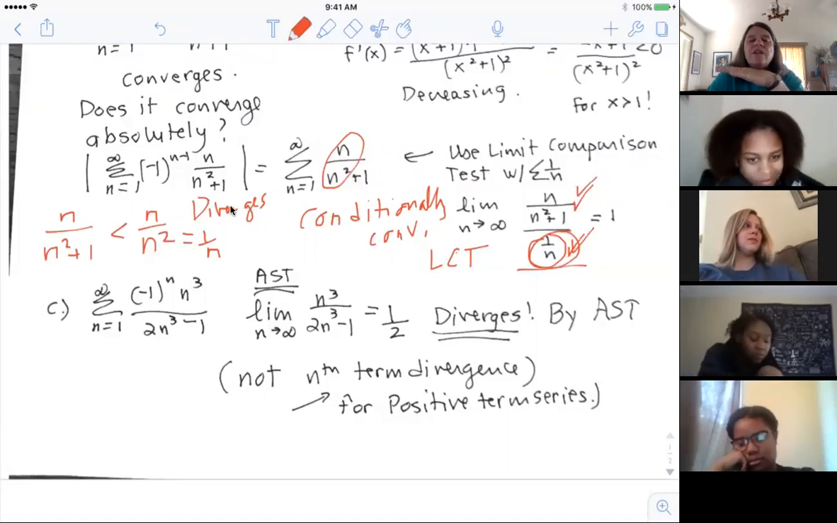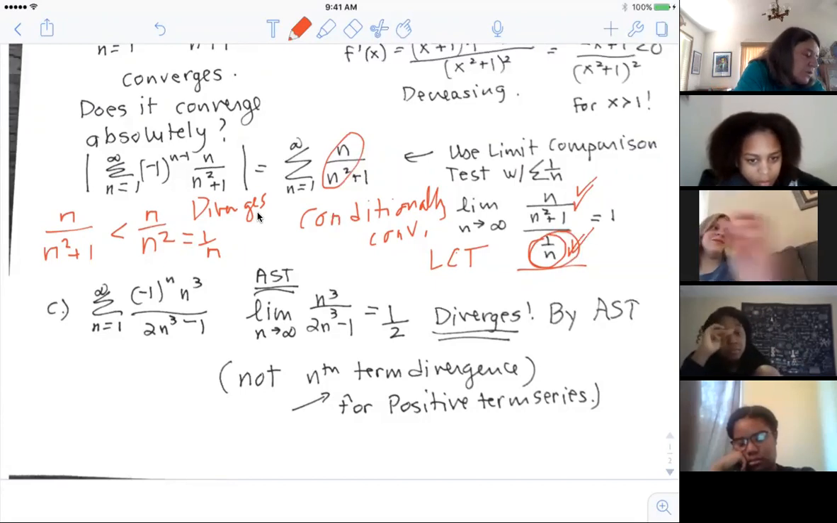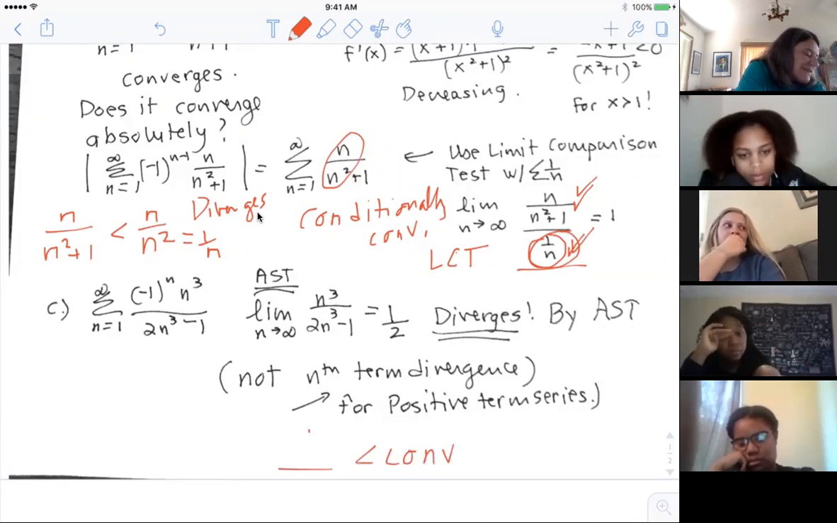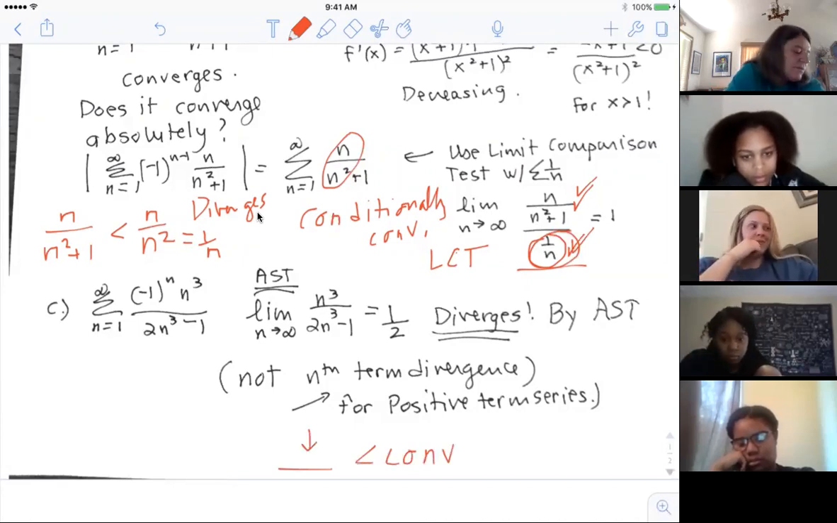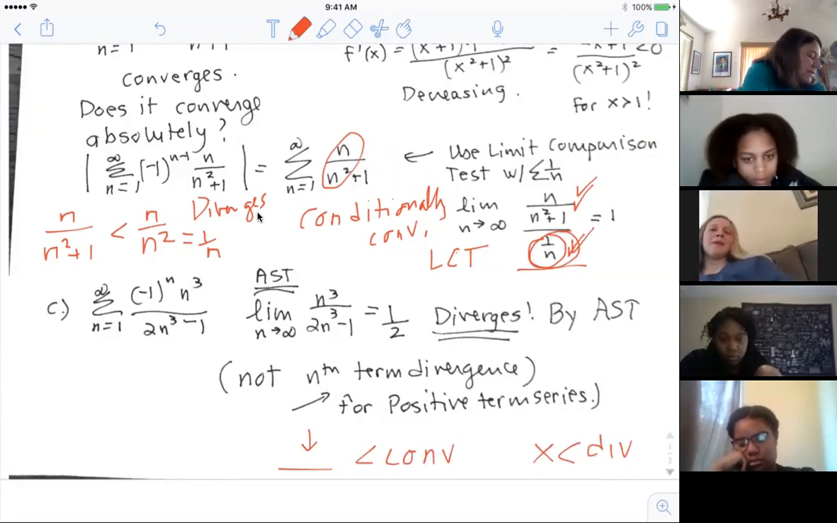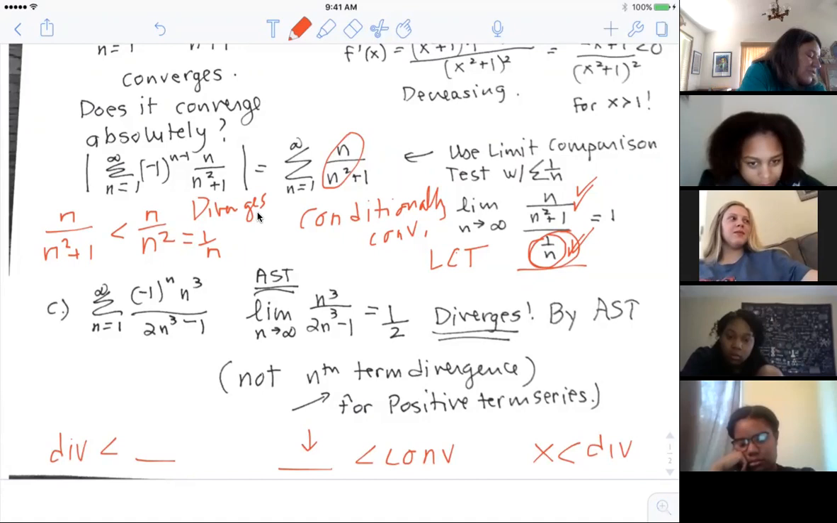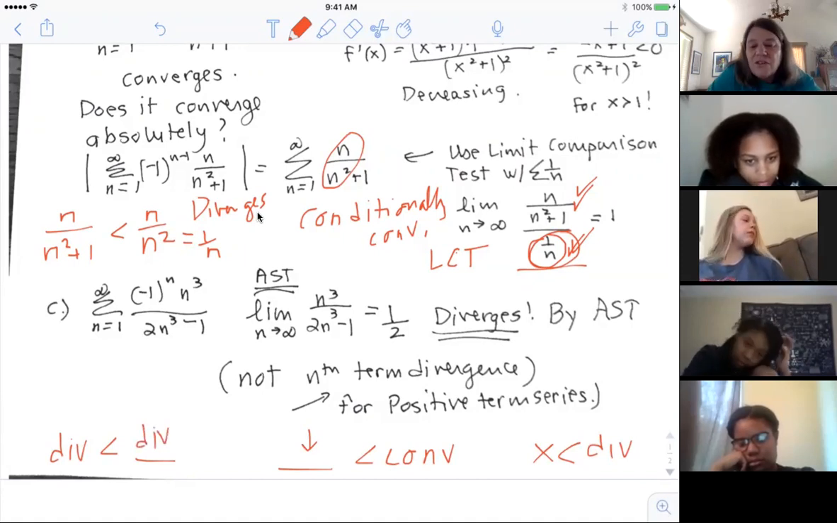Well, when you're making a comparison test, if you want to make any conclusions, here's what they look like. If you have a converge bigger than something, then that's got to converge. Okay? If you have a diverge bigger than something, that does not mean anything about that one. You don't really know. On the other hand, if you have a diverge less than something, if something's bigger than a diverge, it's going to diverge too. So that's sort of what that looks like.